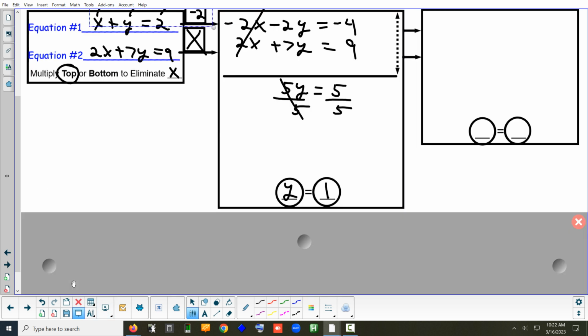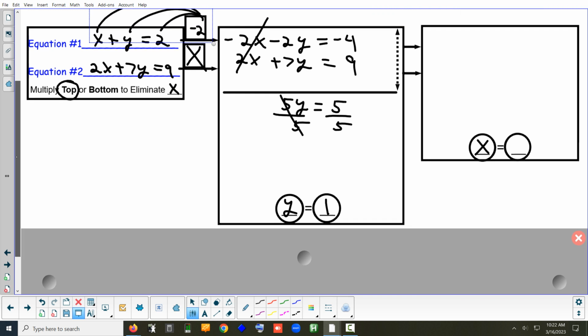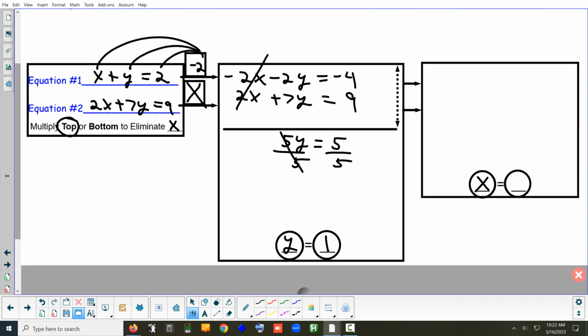Okay, so now we've got y. Now we have to go back and get x. I mean, we can put x in this box right now if we want. We got to figure out what it is. Okay, how do I get x? Yep. You would have to use one of the equations. We're going to use one of the equations, and what are we going to fill into it? You would fill in the y, or you got the y. And what are you filling in? You're going to fill in the 1 for y.